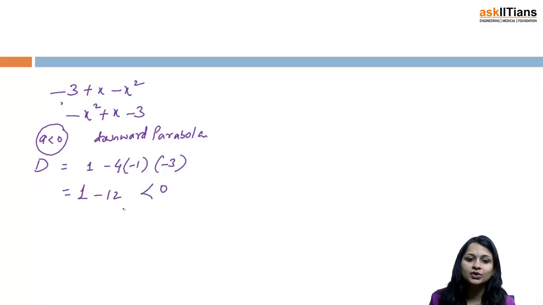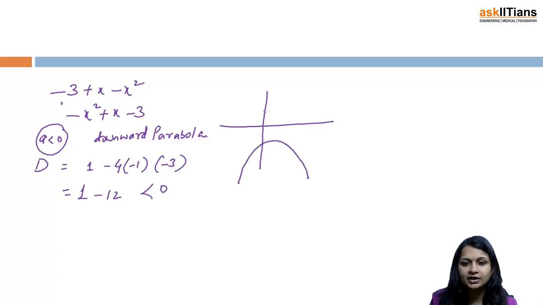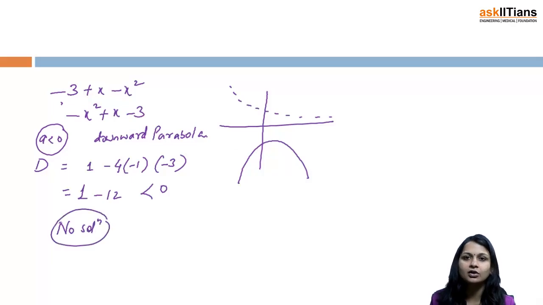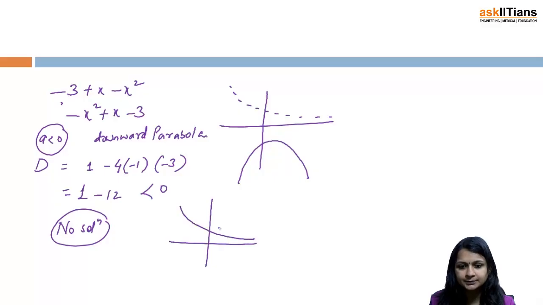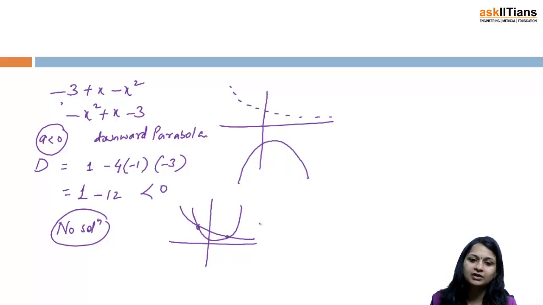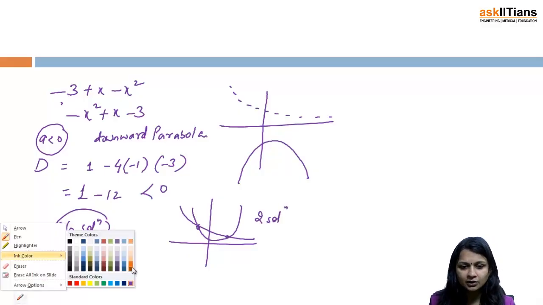So when a is less than 0 and D is less than 0, I will always have the graph downwards. So I will have a graph like this, and (9/10)^x, its graph was looking like this. Do you find any intersection? No. That means I will have no solutions. If the graph had been like this, in that case you will find there are 2 points of intersection, so there will be 2 solutions. But that is a separate case.